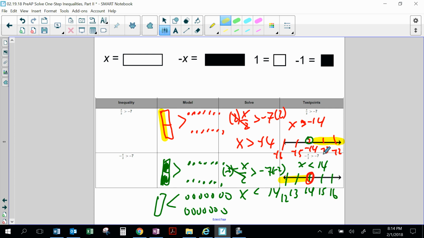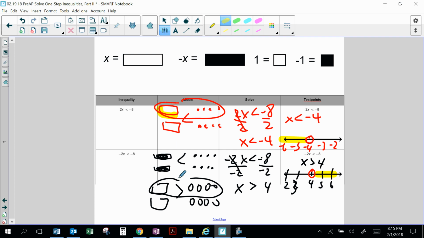So the main thing I want you to know is when you are multiplying or dividing by a negative, you will need to reverse the sign. You can see it through the picture how, because we're solving for x, you have to flip it around.